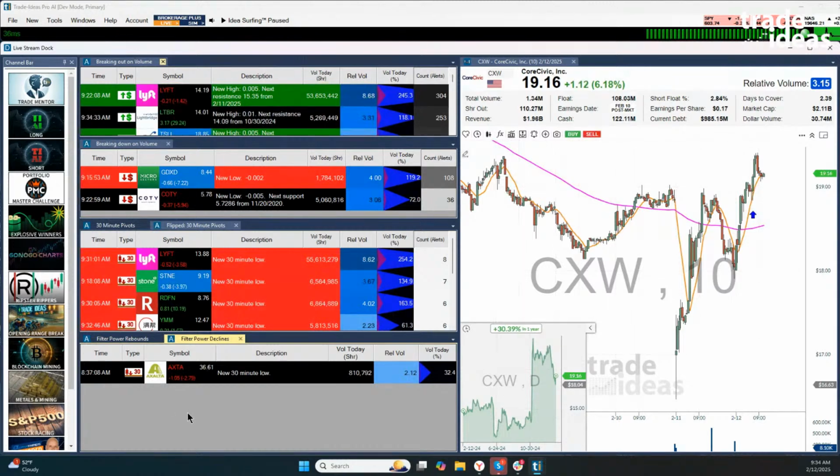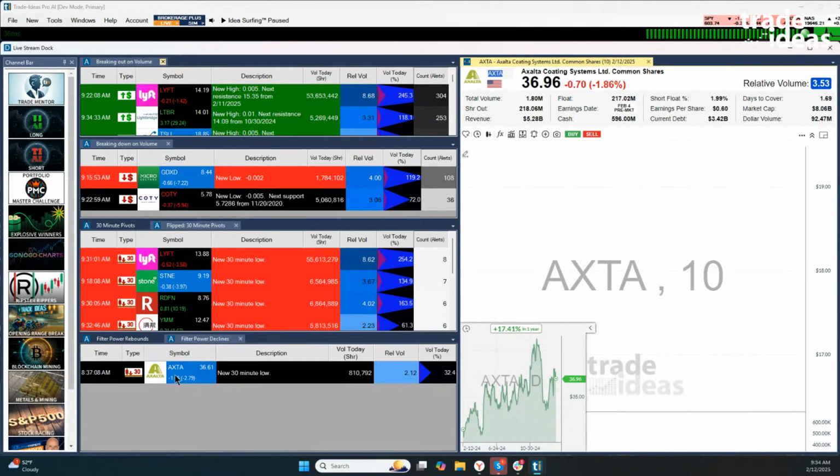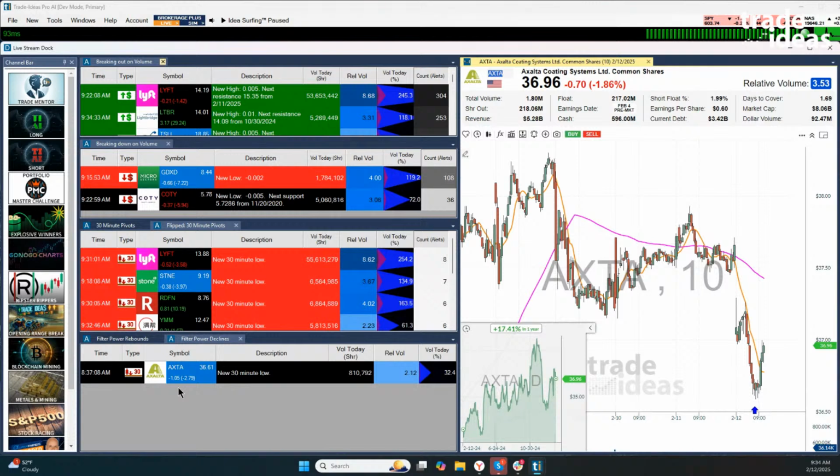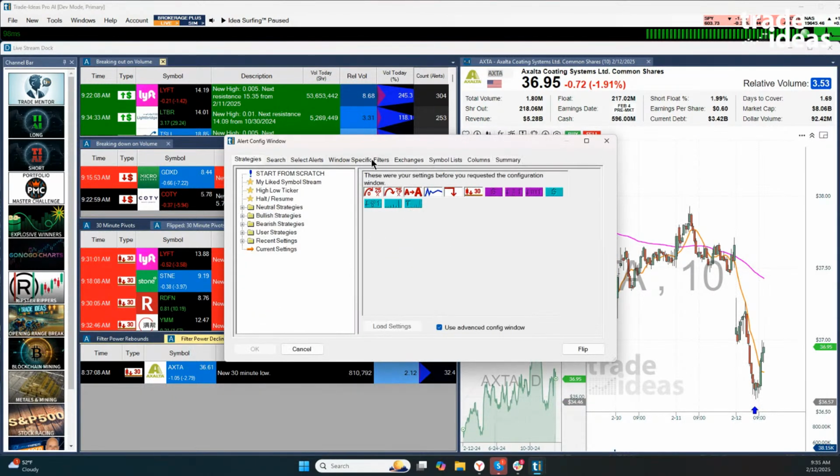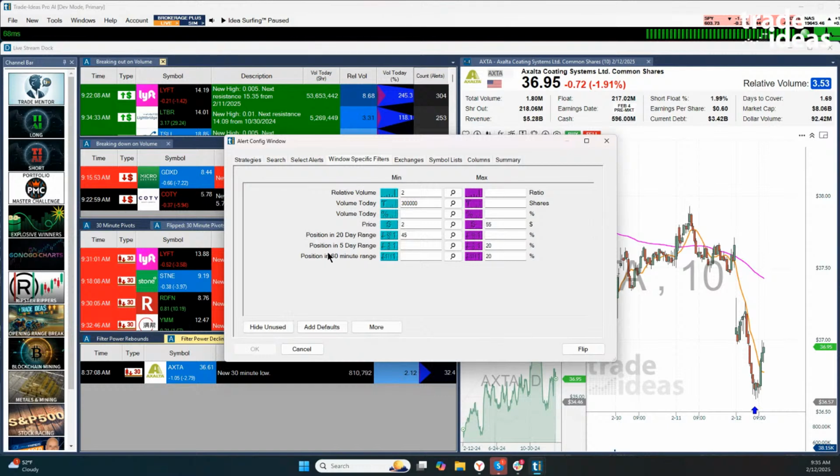Okay, so let's see why we have this here. By the way, this happened at 8:37 a.m. So this was a little while ago. This was right here. Okay, and it's rebounded since then. But notice what we have is a stock that's ran up and pulled back. Let's go to configure and look at our filters here and see what we got.